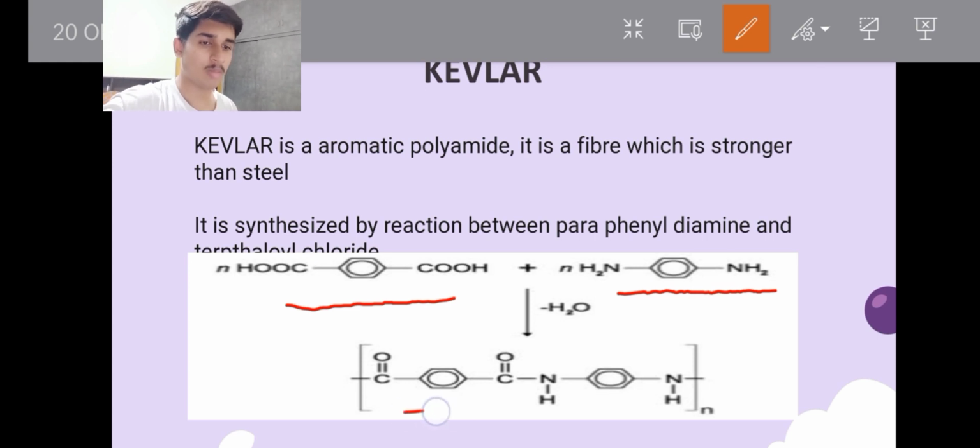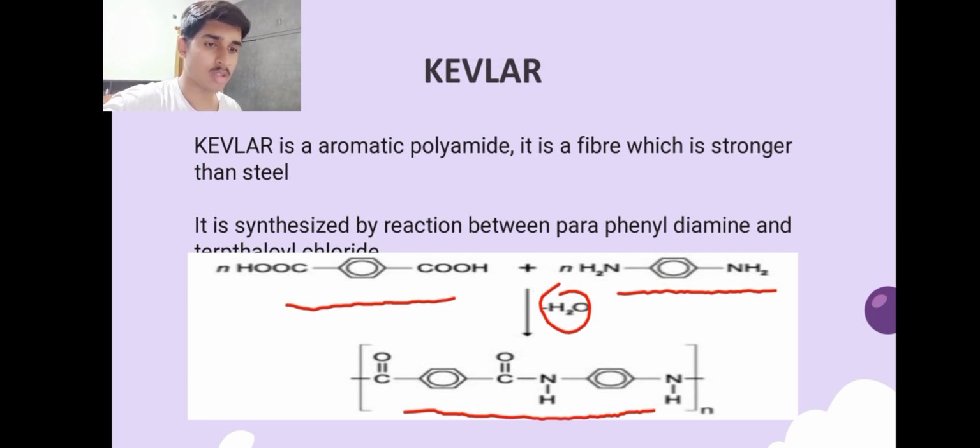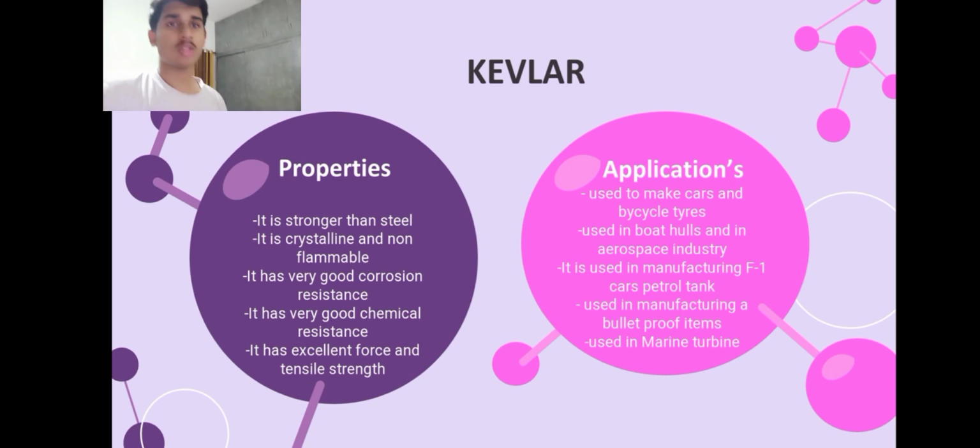After polymerization, water is eliminated, which is a small byproduct. The final Kevlar looks something like this. Since there is a small byproduct, Kevlar is a condensation polymer. So these are some important properties and applications of Kevlar.